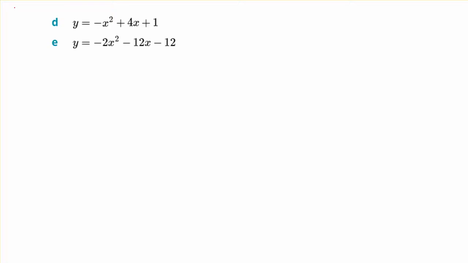For Year 11 Methods, this is exercise 3E, question 6D and E. Okay, we want to sketch the graph of these parabolas, and you notice that they all have a negative in front of the x squared. Now remember, you need to get this in turning point form first, or first things first.